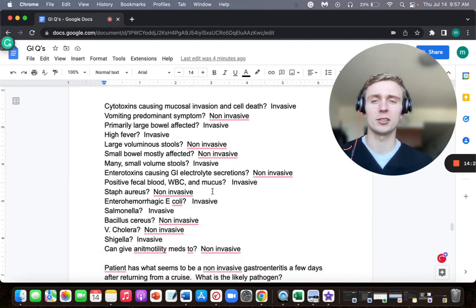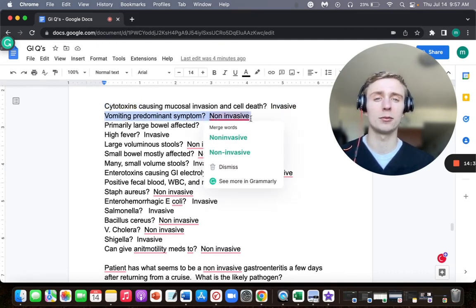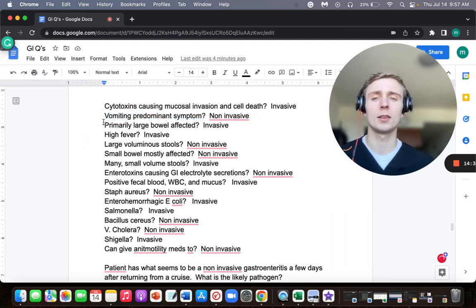Okay, and now the answers. So cytotoxins causing mucosal invasion and cell death, that's going to be invasive. So remember, cytotoxins causing mucosal invasion and cell death. Vomiting as the predominant symptom is, of course, non-invasive. Primarily the large bowel being affected is invasive. The large bowel. High fever is invasive.